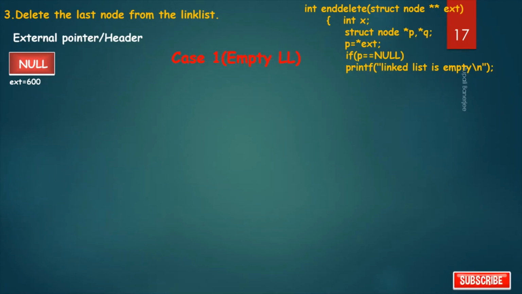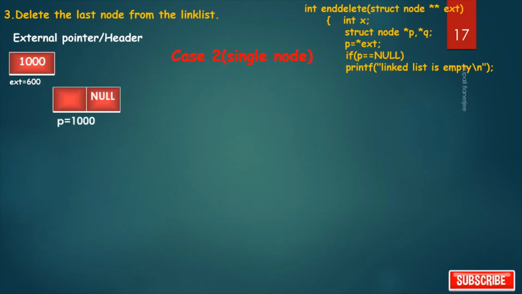Now case 2, a single node, meaning there is one single node in your linked list. How can you check whether there is one single node or not? If P arrow next is null. What is P? P equals *ext, the value at ext, which is 1000, so P is 1000. So if P arrow next is null, then we can say that there is one single node. After deletion of this node, no node is left in the linked list, so the external pointer contains null because now the linked list is empty.